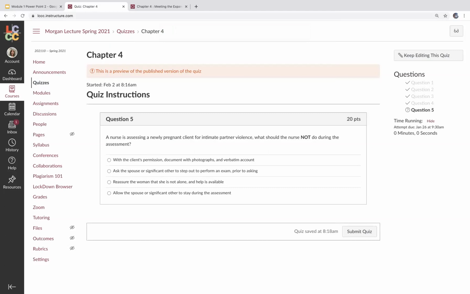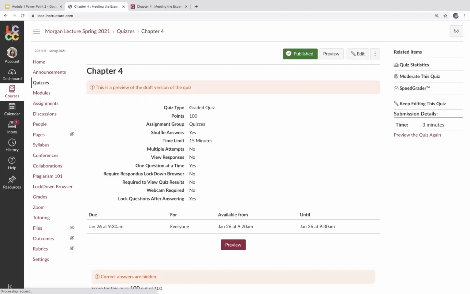With the client's permission, document with photographs and verbatim account. They should do that. Ask the spouse or significant other to step out of the room prior to asking, to perform an exam. Reassure the woman that she is not alone and help is available. Allow the spouse or significant other to stay during the assessment. So she should not allow the spouse or significant other to stay during the assessment. All right, so that was your quiz.